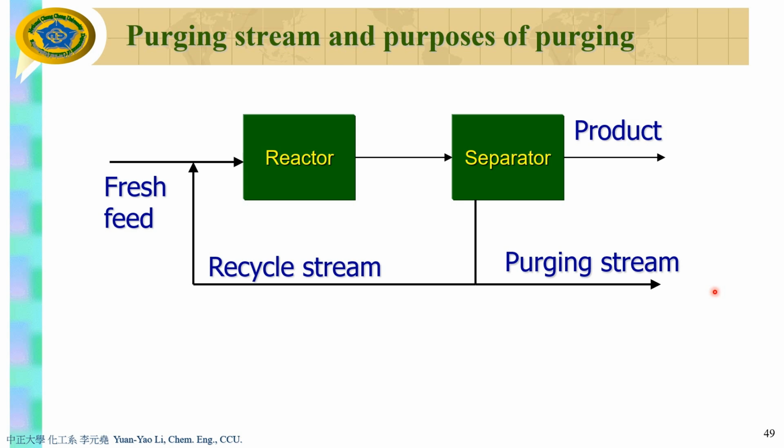Bypass. What is bypass? Before fresh feed goes to any reactor or any unit, it comes out and joins the final product. This is called bypass stream. And now you learn the third stream, which is purging stream. You might think, why do we need it? And you know the purpose of recycle stream, I just told you. And you know the bypass stream, right?